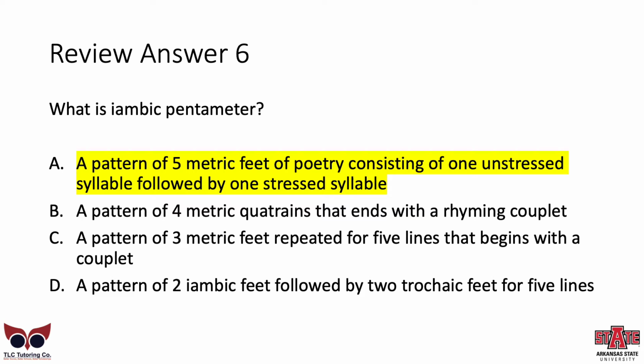Iambic pentameter is a pattern of 5 metric feet of poetry consisting of 1 unstressed syllable followed by 1 stressed syllable. You'll notice that the answers that are wrong have either the wrong terminology or the wrong numbers. For iambic pentameter, it's very important to remember the number of feet per line, thus the penta, and the pattern of unstressed and stressed syllables, the iamb. This pattern makes up iambic pentameter.